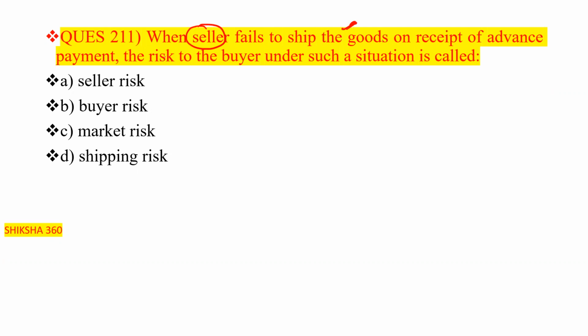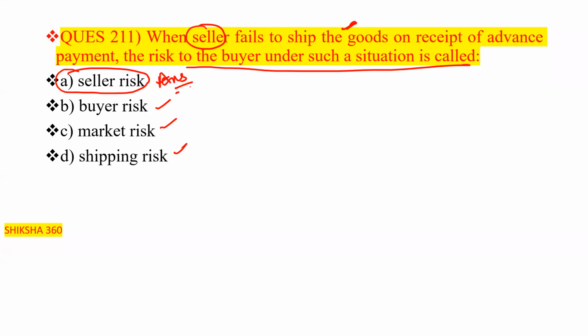So the risk to the buyer under such a situation is called seller risk, buyer risk, market risk, or shipping risk. That is from the seller side, so it is the seller risk. Option A is the answer. One more similar question: when the seller has already shipped the goods to the buyer but does not receive the payment, that is from the buyer side, and that risk is the buyer risk. These are the different types of risk we have to take care of.